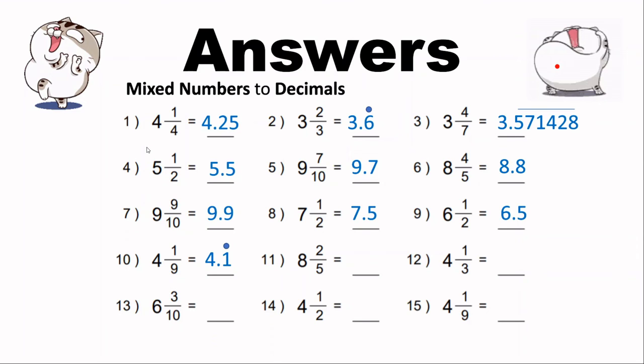Just the one recurs. For question 8, that should be a fairly straightforward one. 8.4. For question 12, again, a third should be a fraction that you know is a decimal. That's 4.3 recurring. And question 15 is the same as question 10. 4.1 recurring.